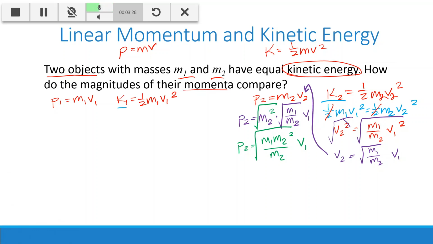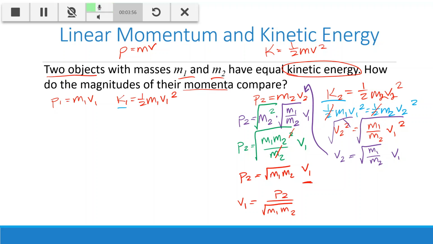So then I can simplify that by canceling the square and the M2 on the bottom. And so I find P2 is equal to the square root of M1 M2 times V1. Well, I want to compare P2 and P1. So what I'm going to do is solve this for V1. So I get V1 is going to be P2 over the square root of M1 times M2.